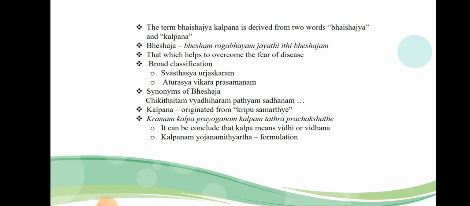And when it comes to Kalpana, the Dhatu is Klrip Samarthye. Kramam Kalpa Prayoganam Kalpam Sutra Prachakshate. So, this is the guideline for Kalpa Prayoga. It can be concluded that Kalpa means Vidhi or Vidhana. Kalpana is Yojana Ityarthah. That is explained by Acharya Charaka, which means formulation. So, Kalpana simply means formulation.